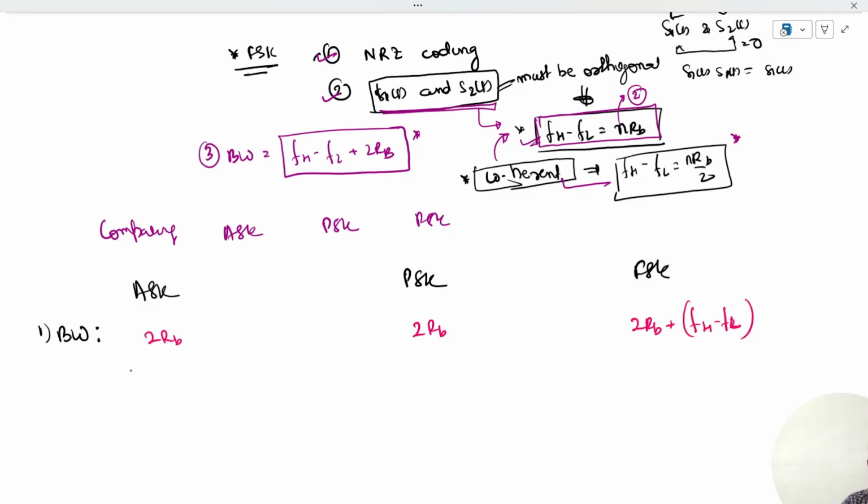Second parameter, what is d minimum? Minimum distance between two signals. In case of ASK, we have root over Eb. Here we have 2 root over Eb. And here, what we have? It will be equal to root 2 Eb.